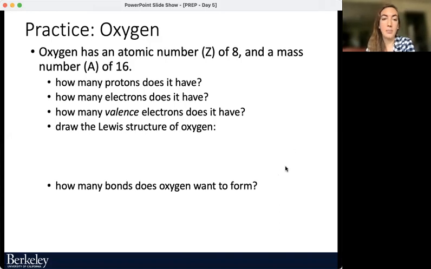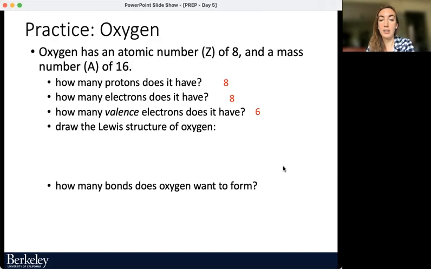Okay. So oxygen has an atomic number of 8. So that means by definition, it has 8 protons. For a neutral atom, if it has 8 protons, it needs to have 8 electrons. Then for the valence electrons, we can either fill up all the shells. The first level would have 2 electrons, and then we would fill in the second level and it would have 6. Or we can look at the columns on the periodic table and see that it's in the column that has 6 valence electrons.